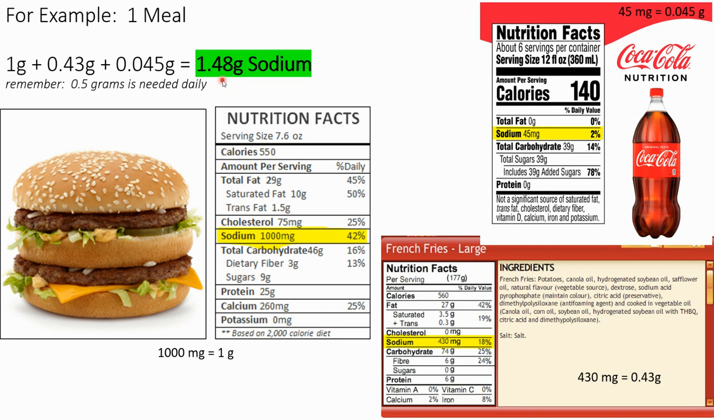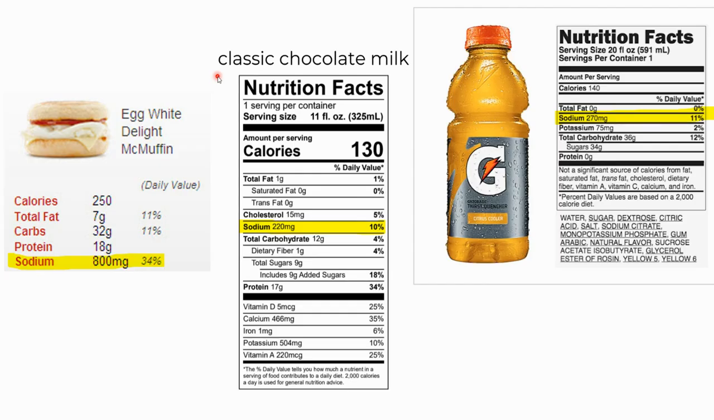Keep in mind, that's one meal. Keep in mind, you only need 0.5 grams. So you are triple what you should be just from this one meal. Just to give you an example here, sodium, you've got 800 milligrams. If you were going to stay in line with exactly what you needed for the day, that should be 500 milligrams. So you're already 300 over just from eating an egg white McMuffin.